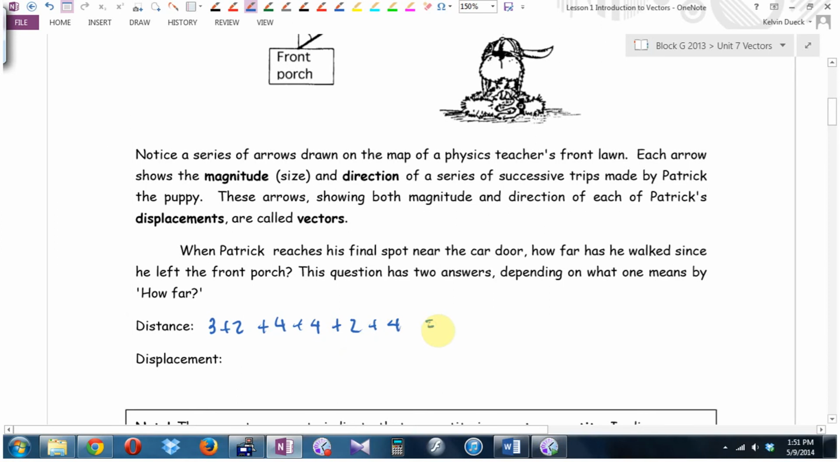This is also good review from the very beginning of the year. The distance would be 3 plus 4 is 7, plus 5, 12, plus 4, plus 3... double check me. It's going to be 12 plus 7. 19? Yeah.